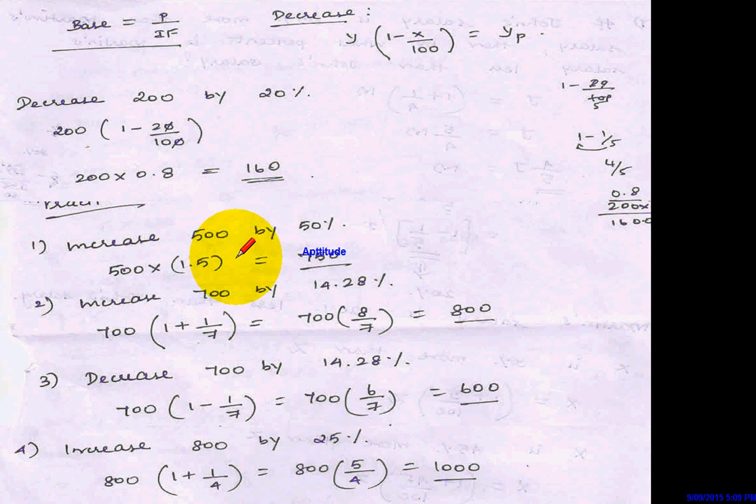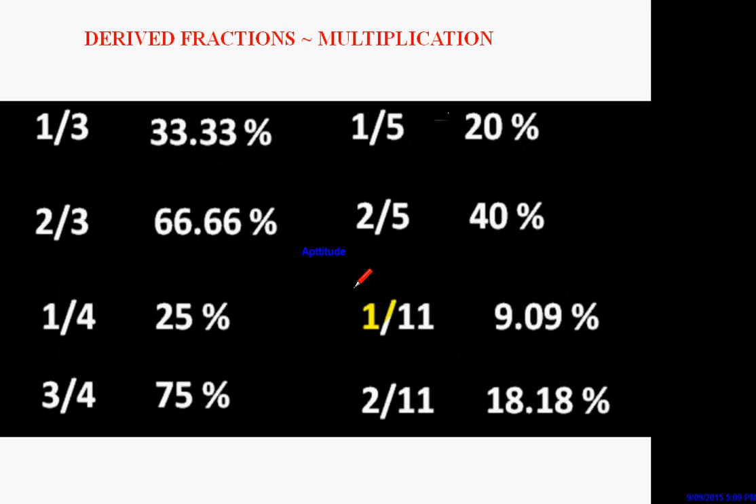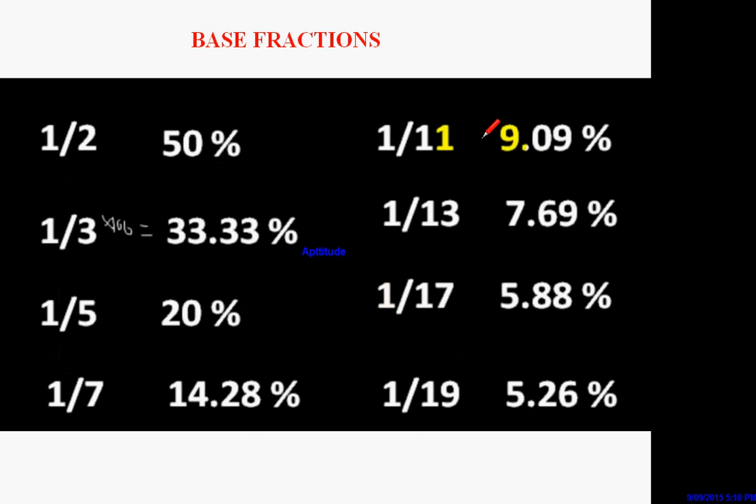Right. There are some other practice problems here. Increase 500 by 50%. 50% I can write as 1.5, or I can write 500 into 1 plus 1 by 2. 1.5 can also be interpreted in the integrating factor as 1 plus 1 by 2. Increase 700 by 14.28%. Now you must know what fraction corresponds to this percent. Just coming to the previous slide, you can easily get that answer, right? The corresponding fraction is 1 by 7.